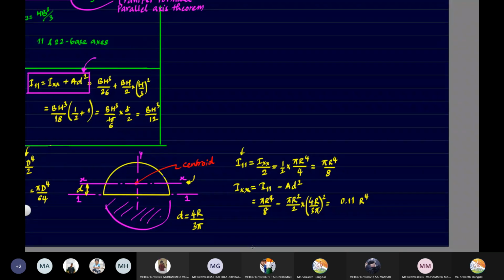Okay, so this is the formula for IXX. What about IYY? Who will tell me IYY? One of you please tell me what is IYY?